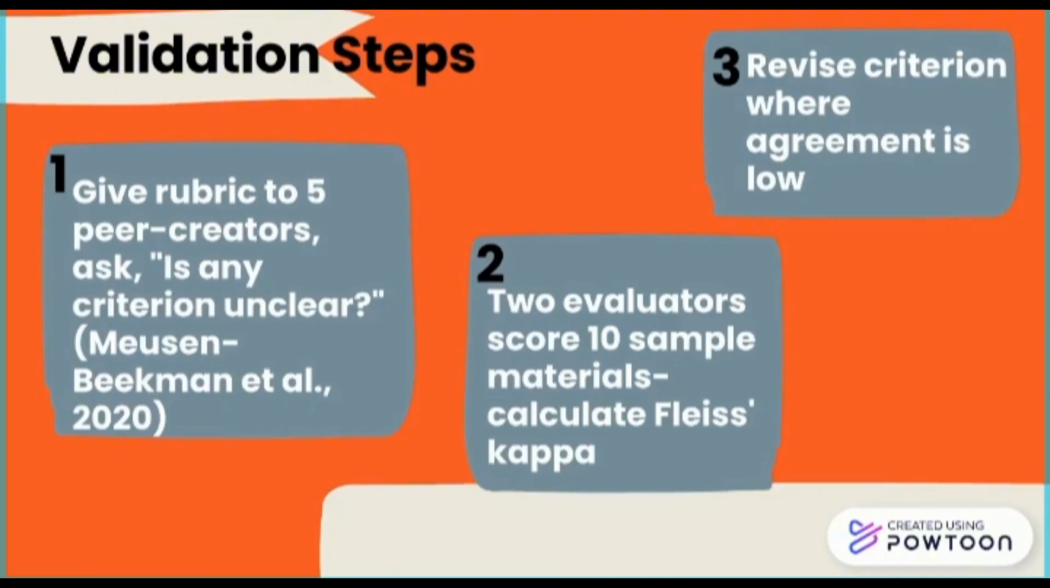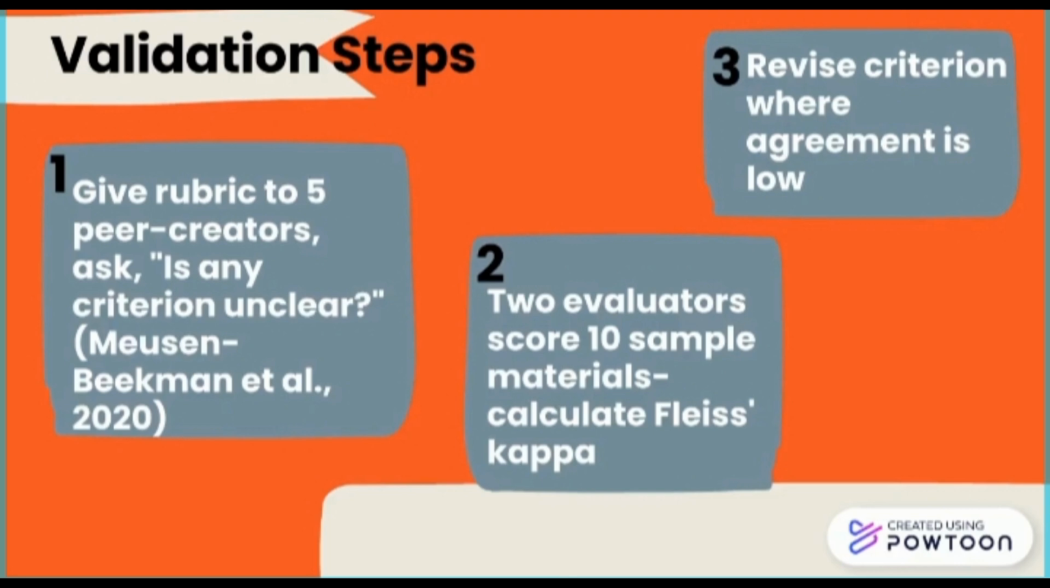Here is a step-by-step validation example you can complete in one afternoon. Step 1. Give your rubric to 5 peer creators. Ask them, is any criterion unclear? Can you explain each criterion in your own words? This is face validity.